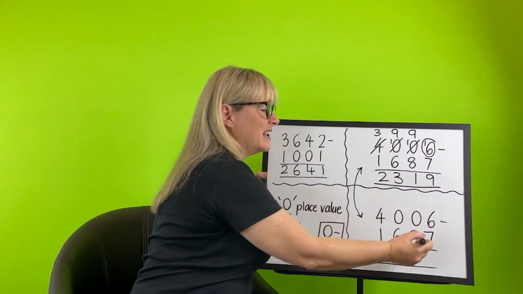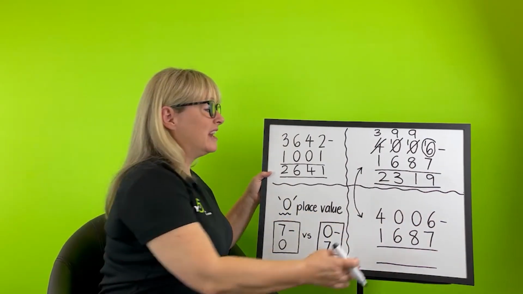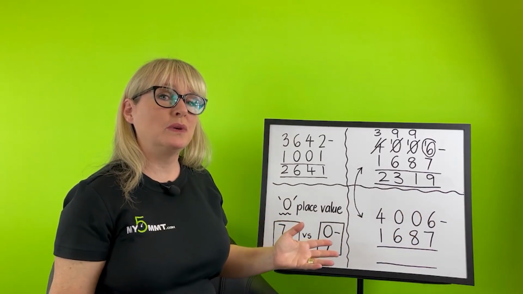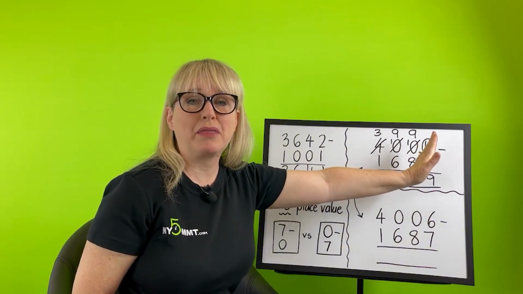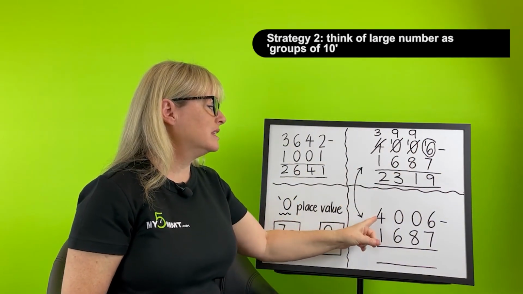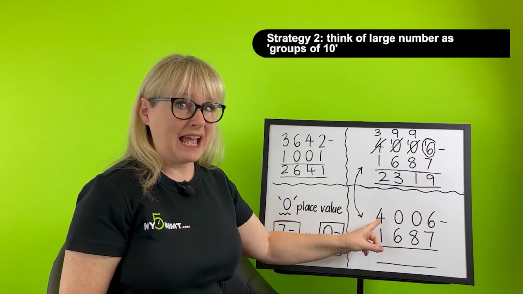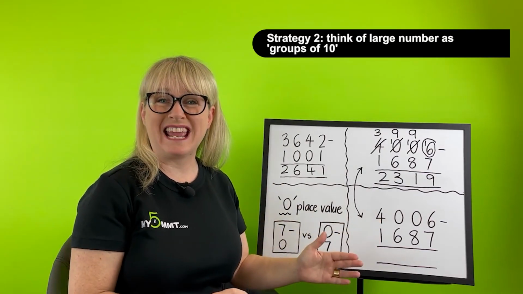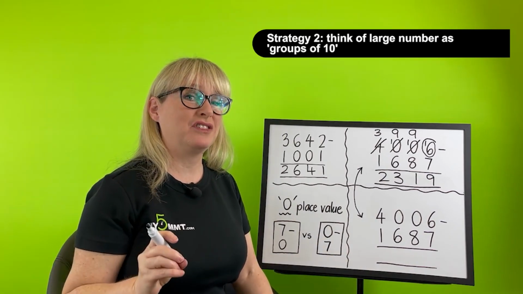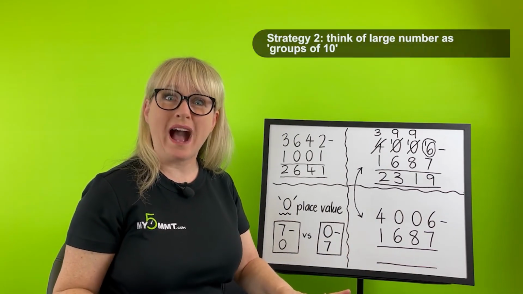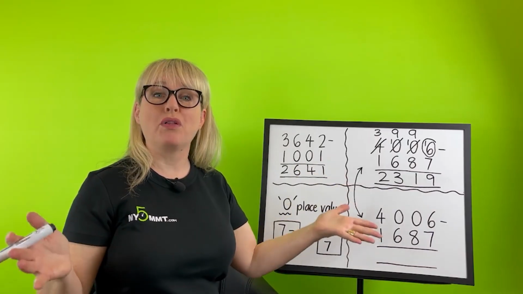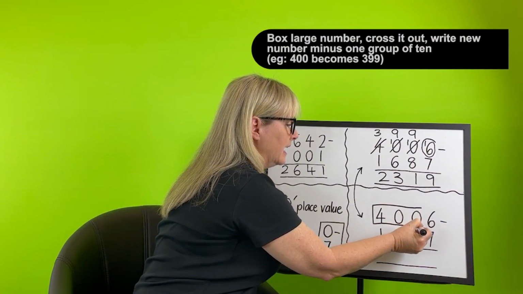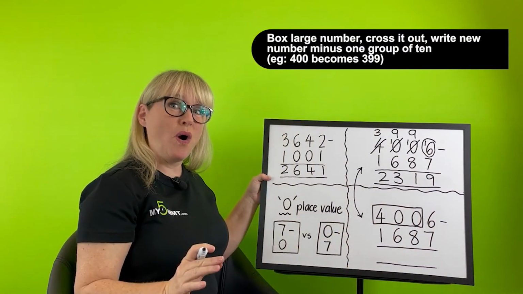If I've got 6 take away 7, I can't do it. And I do find I've got a 0 and another 0. So what could I do instead of this long method here? Well, I could look at this number, 4,006. 4,000 is actually 400 groups of 10. If I had 400 $10 notes on a table, 400 tens, that would be 4,000. So I can actually put all of this in a box, and I've got 400 tens.